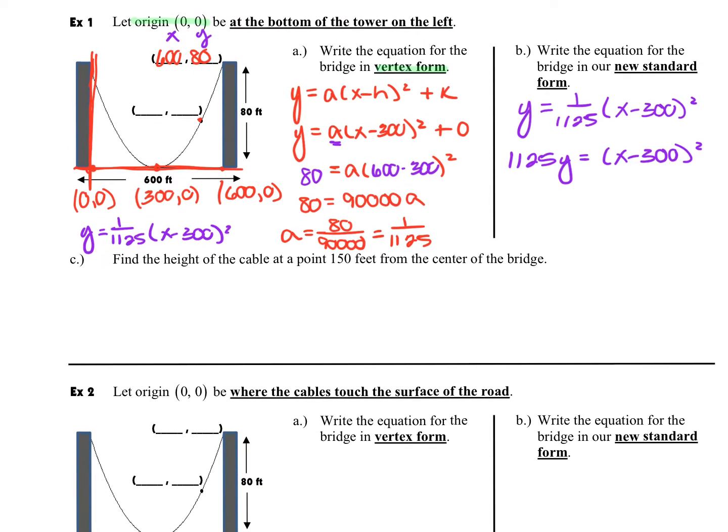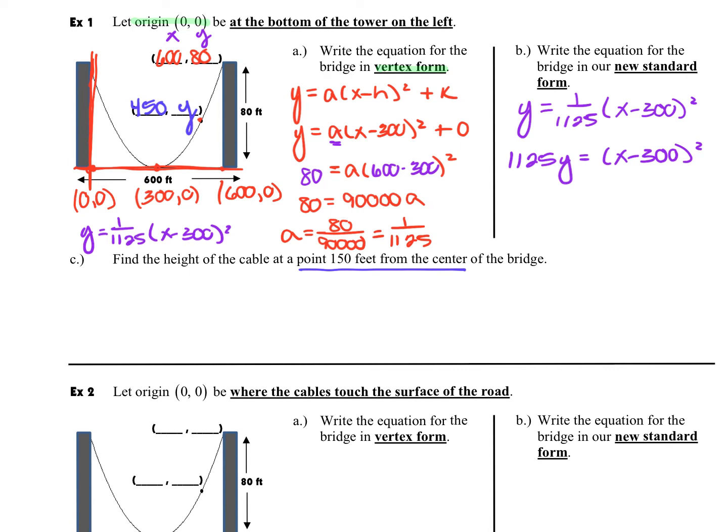Now, on the next part of this, what we want to do is we actually want to find something significant. We want to find the height of the cable at a point that's 150 feet, and the key here is from the center. So our point 150 feet from the center is going to be, we're going to have to go over our 300, and then we're going to go over another 150. So this is going to be 450, and we don't know the y value. That's what we're trying to solve for. So we're going to take this new value here and substitute it into either one of our equations.